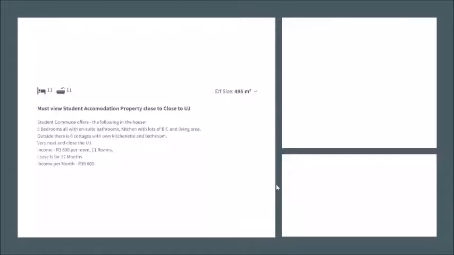So when looking at this deal, what struck me first of all was the description by the estate agent. So it's a must-view student accommodation close to UJ. And if you look there, the last line, it says the income per month on this property is 39,600. And also just above it, a very important point is the lease is for 12 months. Now, usually when you're looking at student accommodation, you need to budget a lease for 10 months because the property is very rarely going to be full for a full 12-month period.